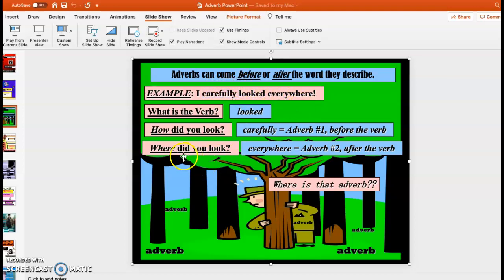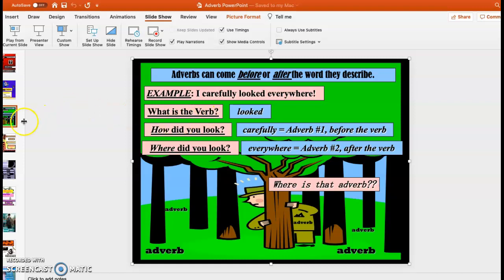Now if we ask ourselves the other question, where, because we ask ourselves how, where, to what extent, and why. Where did you look? I carefully looked everywhere. So everywhere is also an adverb in this sentence. No, it does not end in ly, but it is also describing where they looked. Looked is my verb again, and everywhere is my adverb. Notice the location of this adverb. It comes after the verb in this sense, because adverbs can come before or after the word they describe.